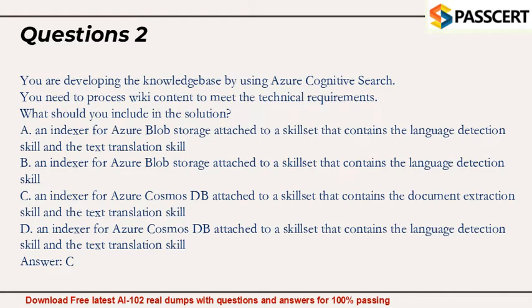A. An indexer for Azure Blob Storage attached to a skillset that contains the language detection skill and the text translation skill. B. An indexer for Azure Blob Storage attached to a skillset that contains the language detection skill. C. An indexer for Azure Cosmos DB attached to a skillset that contains the document extraction skill and the text translation skill. D. An indexer for Azure Cosmos DB attached to a skillset that contains the language detection skill and the text translation skill. Answer: C.